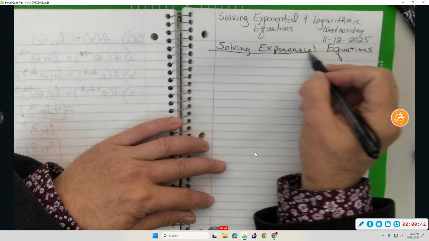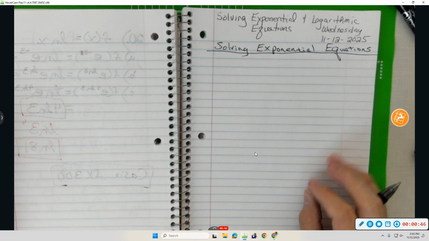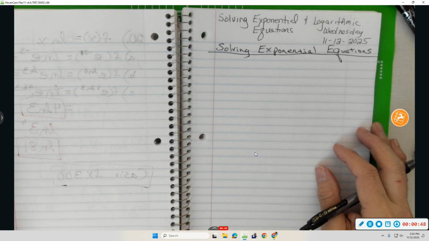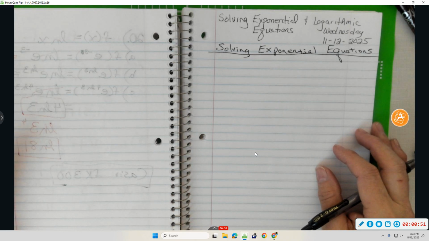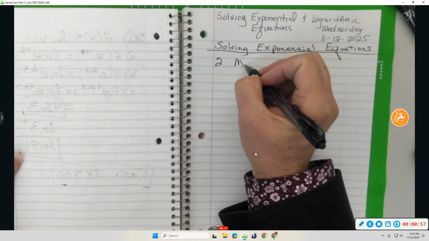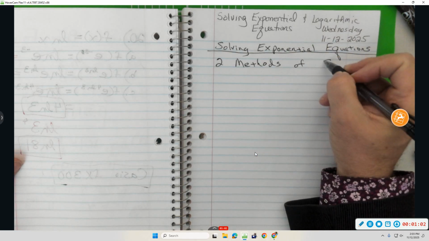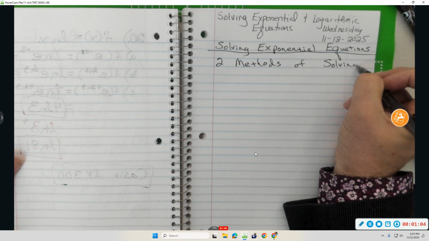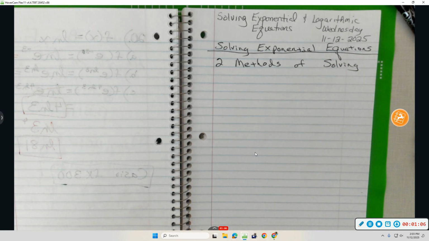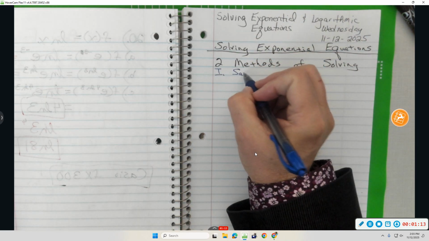For solving exponential equations, we said that an exponential equation is just any equation with a variable in the exponent, and we had two methods of solving. And I said the first method was the same base method.